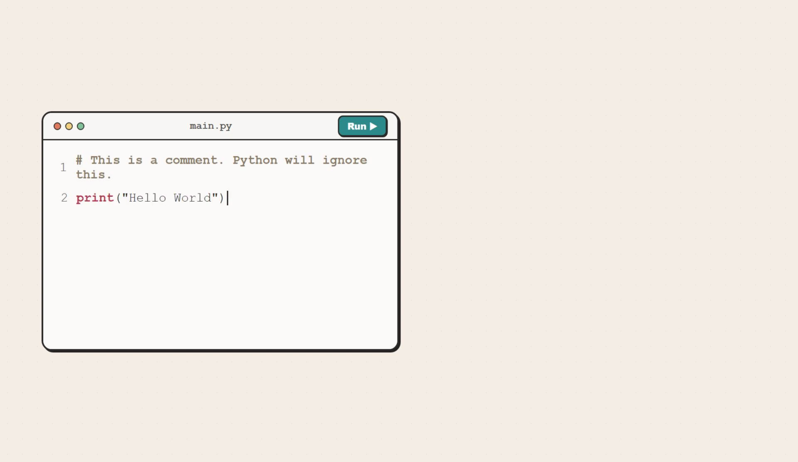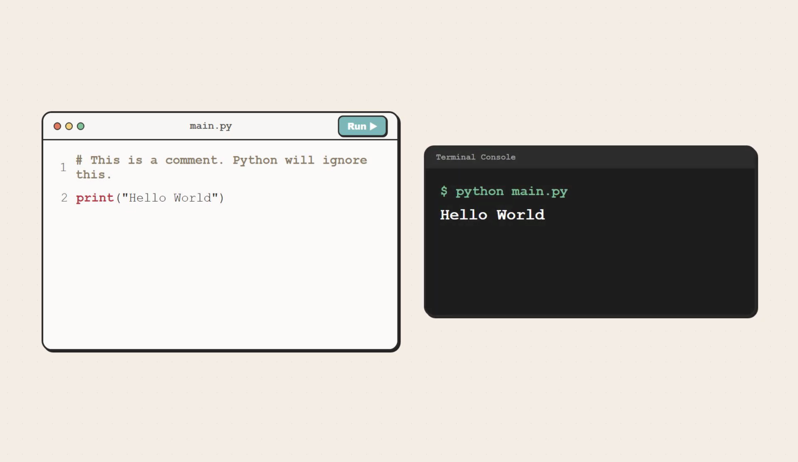Print, Hello world. Run the program. The output is hello world. Notice that the comment line did not run or print anything. Comments are perfect for documenting how complex parts of your code work.